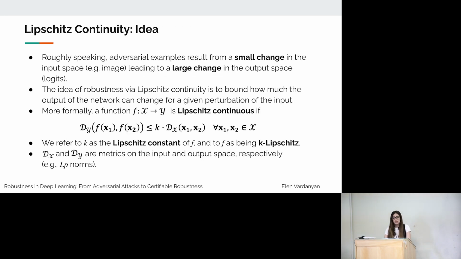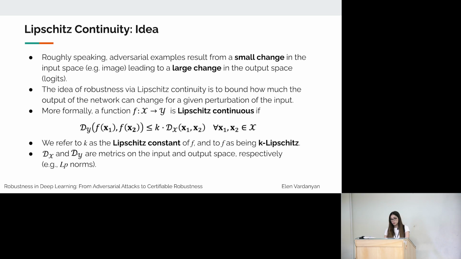Okay, moving on to another idea, Lipschitz continuity. Roughly speaking, we want small changes in the input space to result in only a small change in the output space. And adversarial examples actually lead to large changes in the output space. So this idea of robustness via Lipschitz continuity is to bound how much the output of the network can change for a given perturbation of the input x.